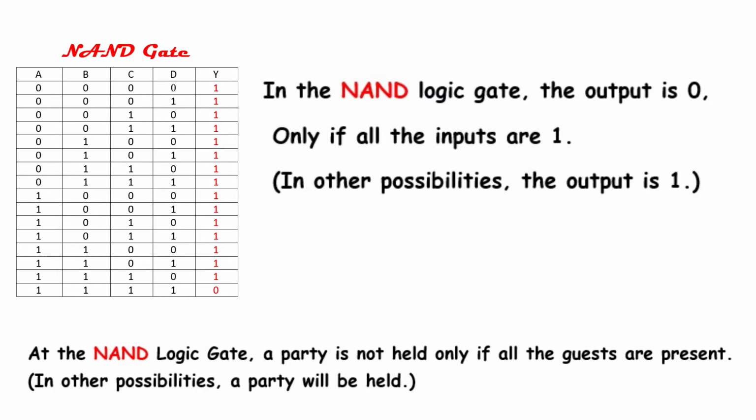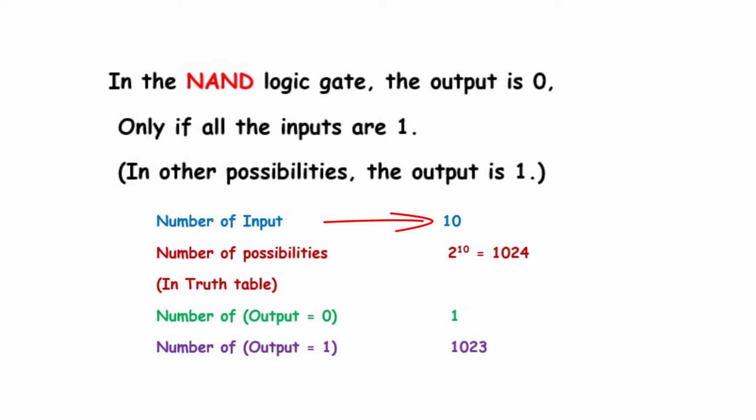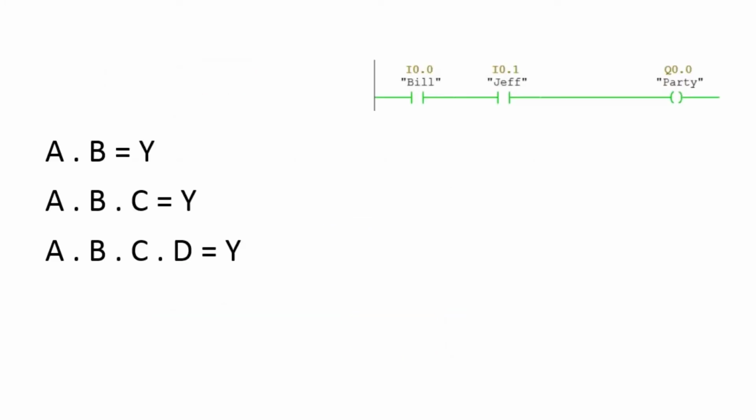Example, in the NAND logic gate, we have 10 inputs. The number of probabilities in the truth table is 2 to the power of 10, or 1024. The number of probabilities in which the output value is 0 is 1. The number of probabilities in which the output value is equal to 1 is 1023.